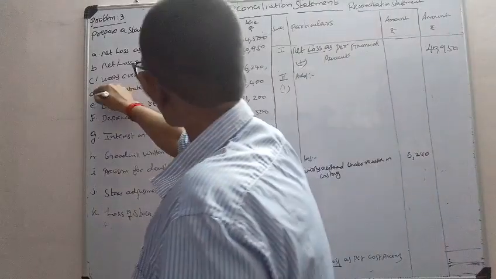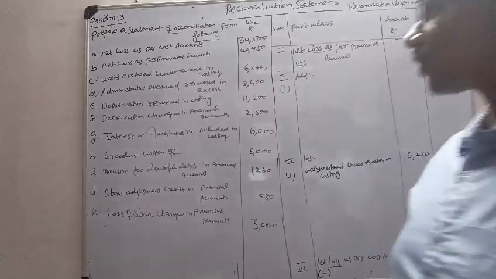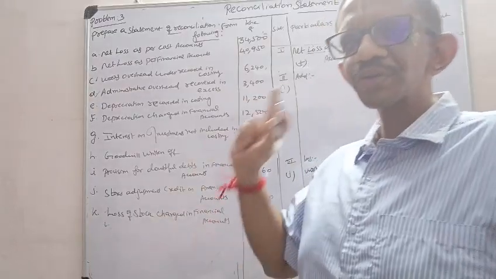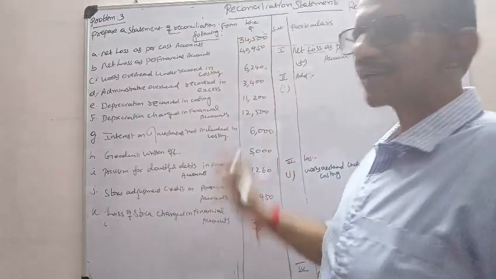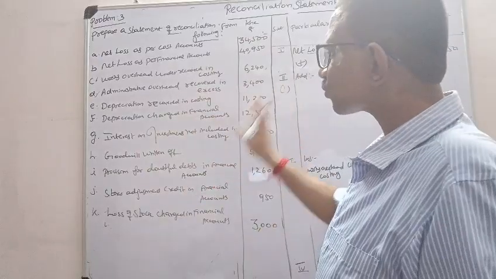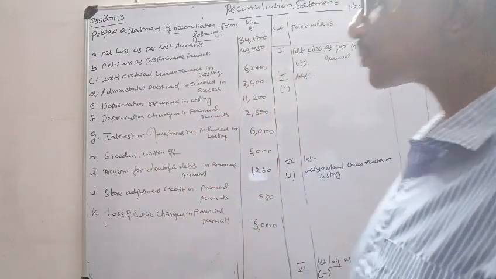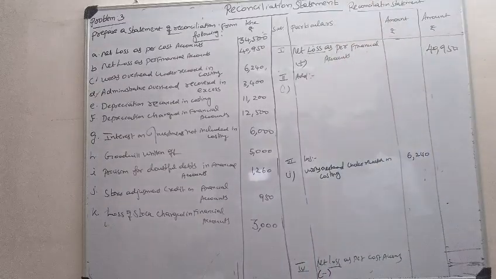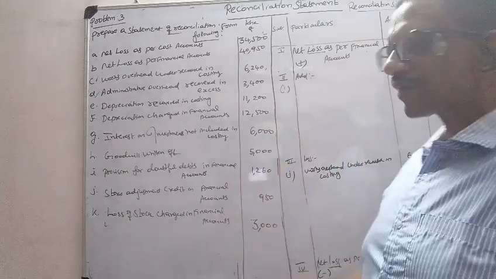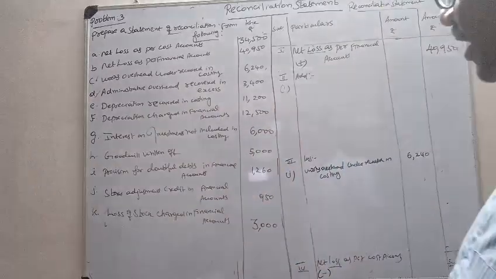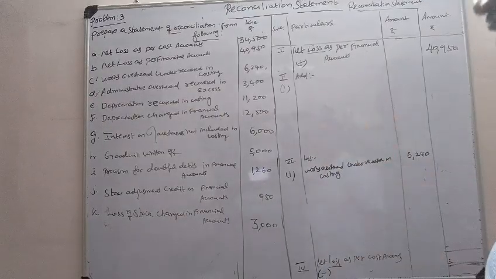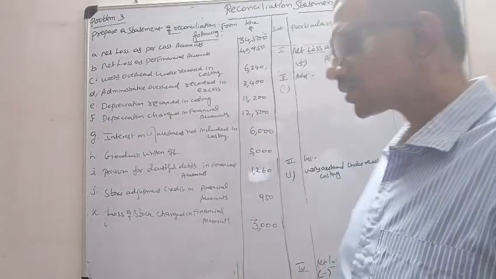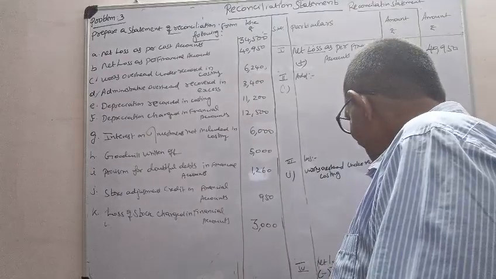Next, administrative overhead recovered in excess. See, overhead, here they have not mentioned financial accounts or cost accounts. Overhead means you have to think only about the cost accounts. Unless or until they mention financial accounts, you have to think only about cost accounts. Overhead means cost accounts. Recovered in excess in the sense, recovered in overhead highly charged. In the previous transaction, less charged. Here, high charge. So, high charge means whether it increases or decreases the loss level? High charge means it increases the loss level.